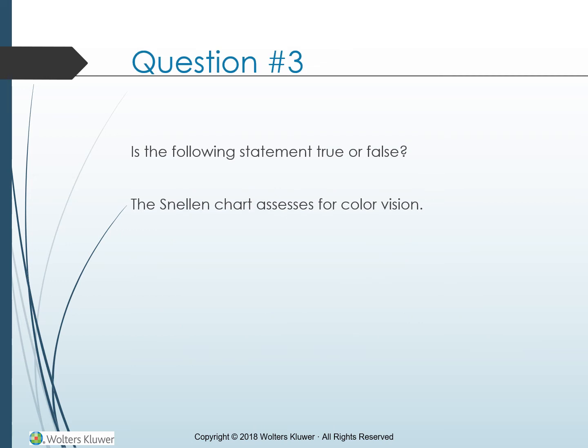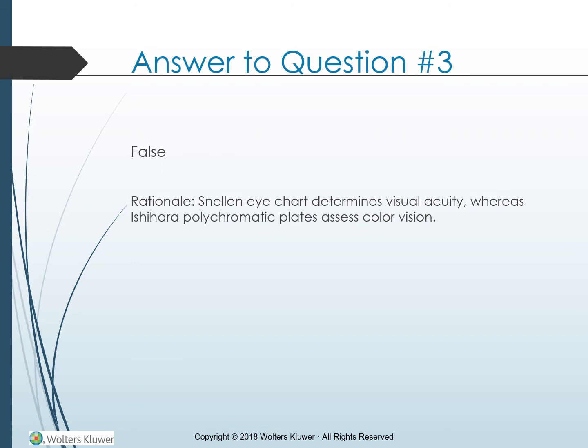Is the following true or false? The Snellen chart assesses for color vision. The answer is false. The Snellen eye chart determines visual acuity, whereas Ishihara polychromatic plates assess color vision.